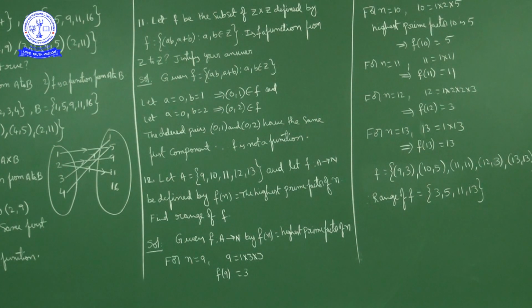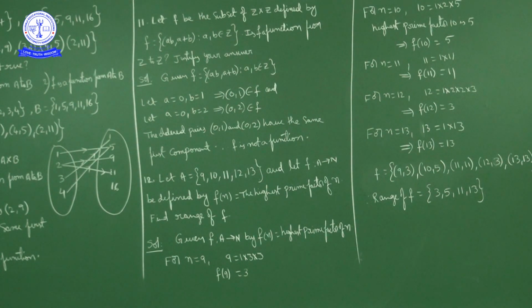For n equal to 13, 13 itself is a prime number. So 13 is equal to 1 into 13, and the highest prime factor is 13. So F of 13 is equal to 13. So F contains the ordered pairs (9, 3), (10, 5), (11, 11), (12, 3) and (13, 13).